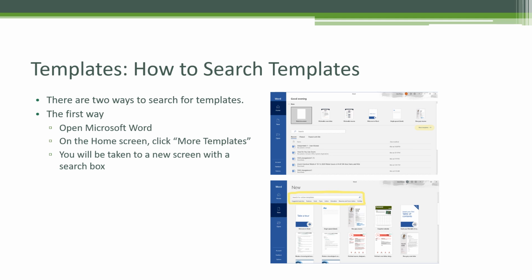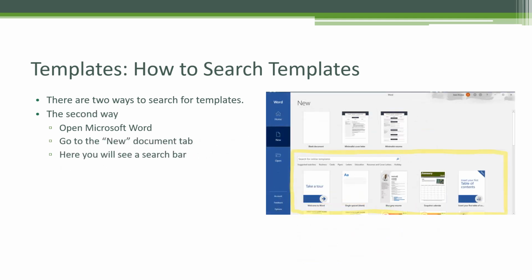Before you can use a template, you'll need to know how to search for a template. There's actually two different ways to search for templates. The first way is to open up Microsoft Word, and on the home screen, you will click the More Templates option, and from there, you'll be sent over to a new window that will have a search box that will look like this, and there you will type whatever template you're looking for. There's keywords, there's specific words that you can use. It all depends on what type of template you're looking for.